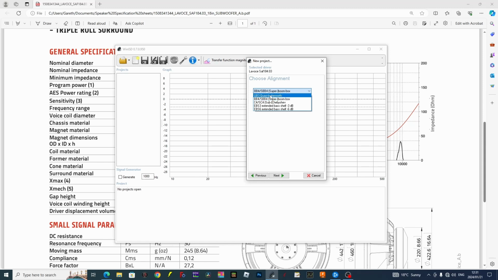Now, what I'm going to do, I always pick the three basic alignments, which is going to be the Butterworth alignment, the Super Boom box, as well as a sub. Now, I know that I'm most likely not going to use any of these alignments, because I'm going to have to optimize the cabinet. So I'm going to just write here, this is going to be our QB3.